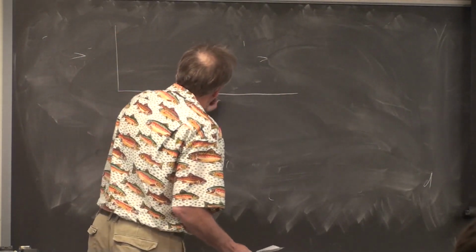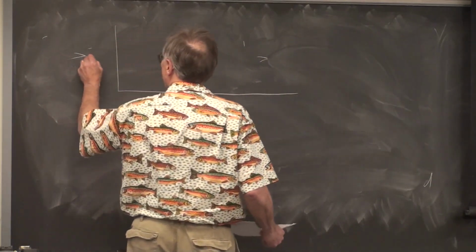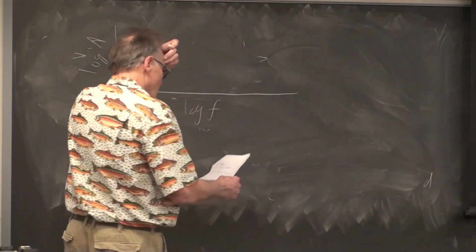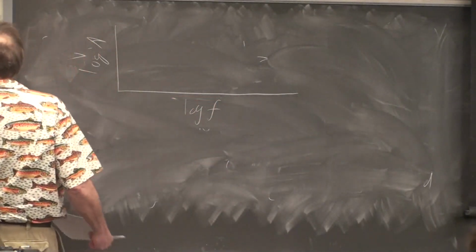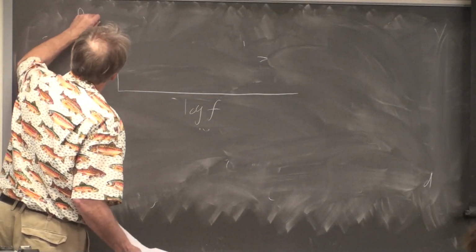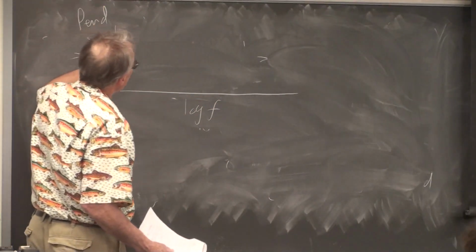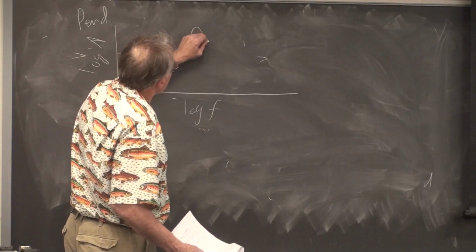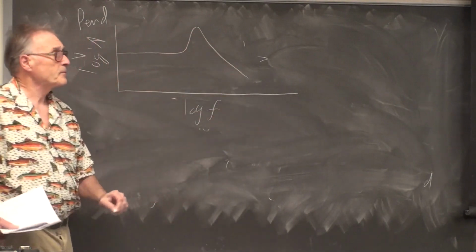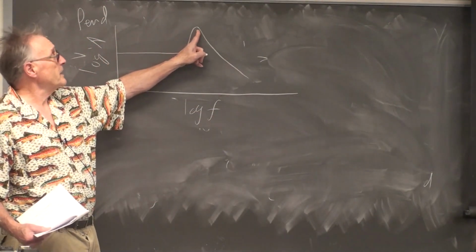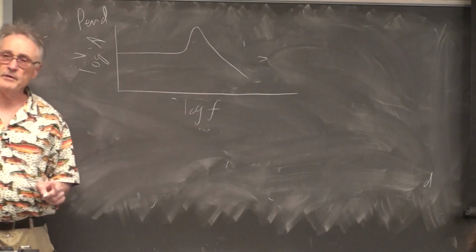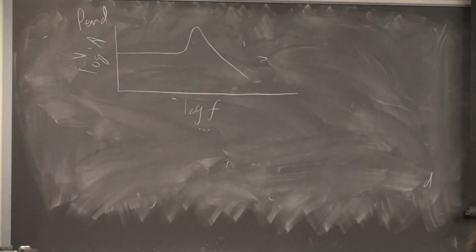So we have log F versus log A for a pendulum now. So this is the pendulum. We find that there's a more or less sharp increase in amplitude at a given frequency of input corresponding to the resonance of the pendulum, which is the free frequency. If you take this pendulum and you hit it, it rocks back and forth. That gives you the natural frequency of the pendulum.